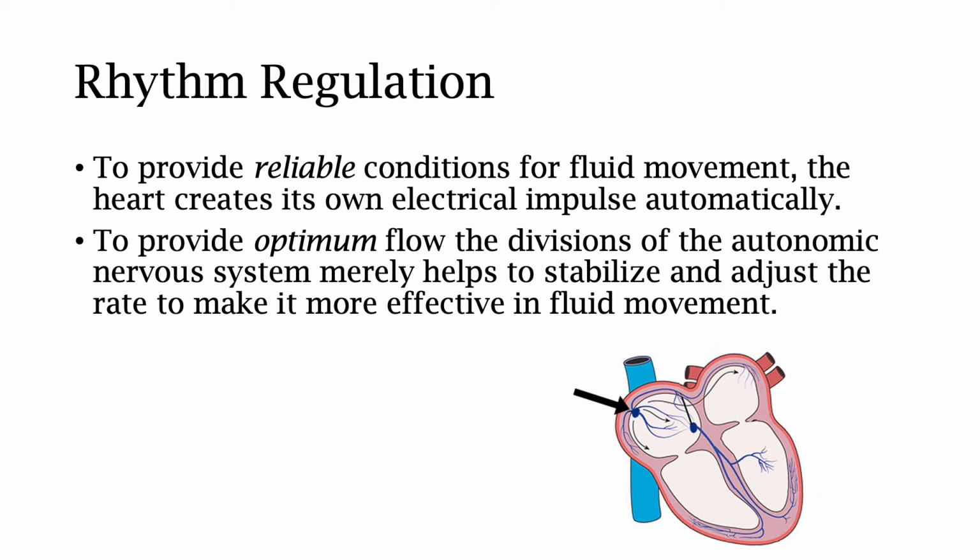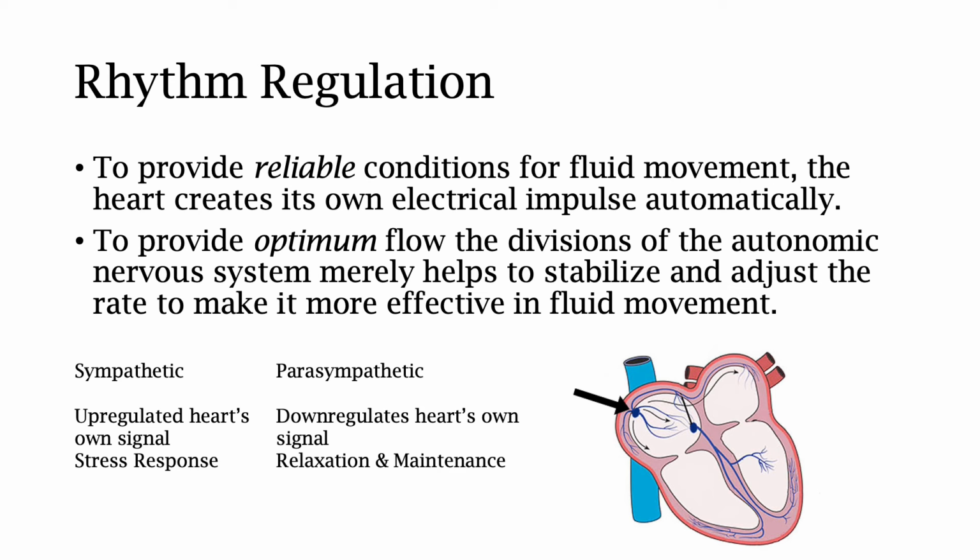And then we have the outside stimuli coming through the central nervous system, the peripheral nervous system, the autonomic nervous system, and make the heart most effective for what it needs at that time. So the sympathetic nervous system will increase the heart's own signal and is usually due to a stress response. The parasympathetic nervous system will decrease those signals for relaxation and maintenance, where the heart can kind of rest.